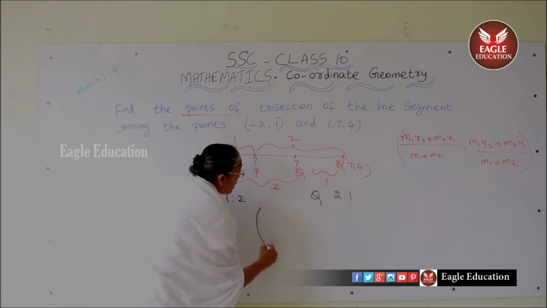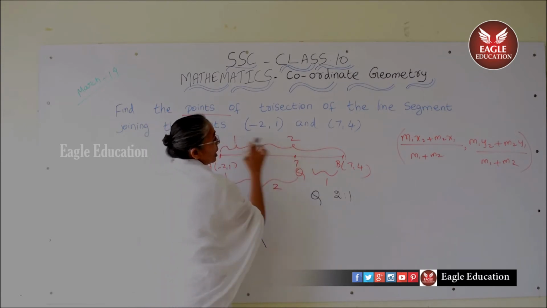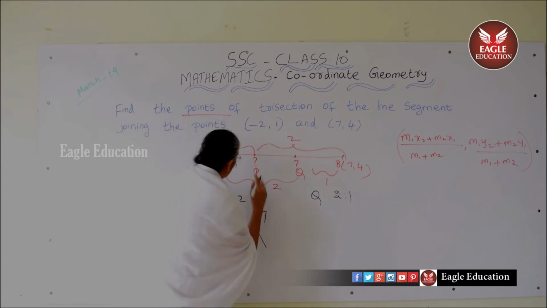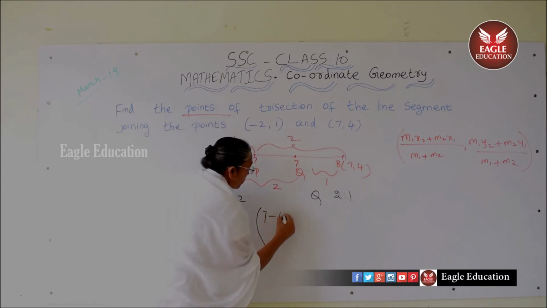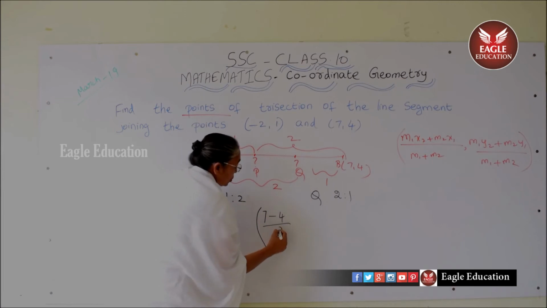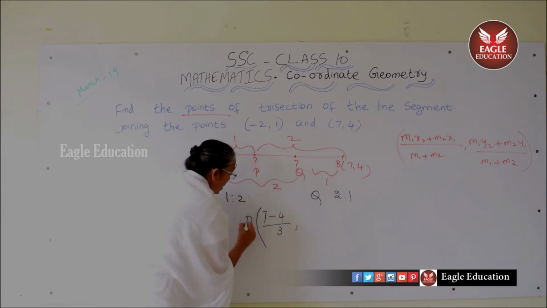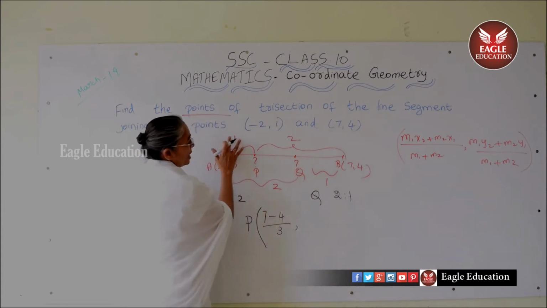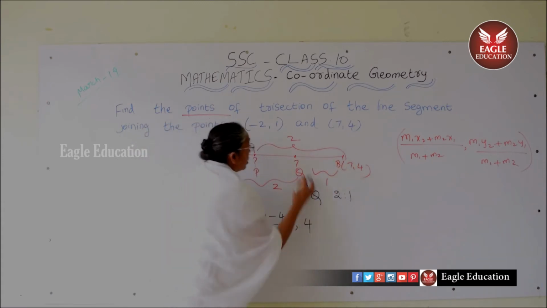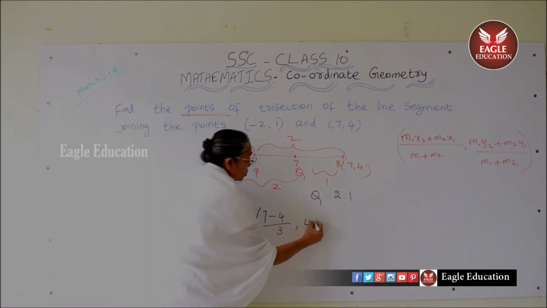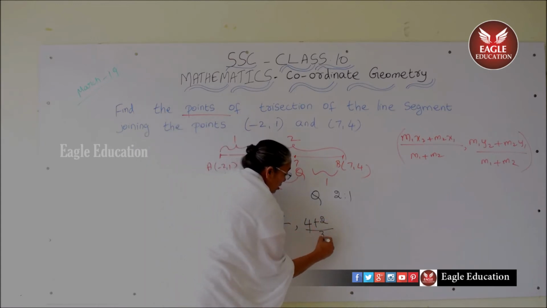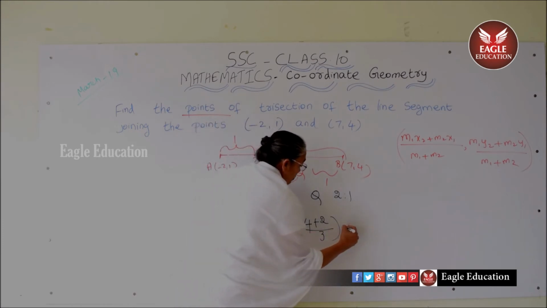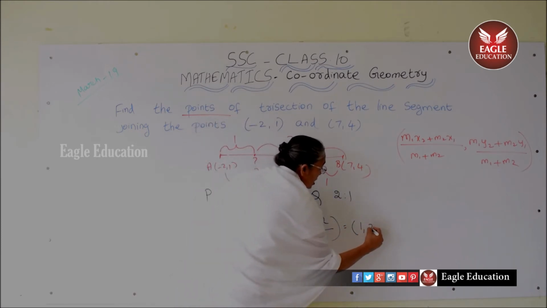So for the P point, 1:2 ratio, m1 x2. So 7 plus 2 times minus 2, 2 twos are minus 4, divided by 1 plus 2, 3. This is point P. Next the y coordinate, m1 y2. So 1 into 4, plus m2 y1, 2 ones are 2, divided by 3. So the coordinates of P are nothing but 3 by 3 here, 1, comma 6 by 3 is 2.